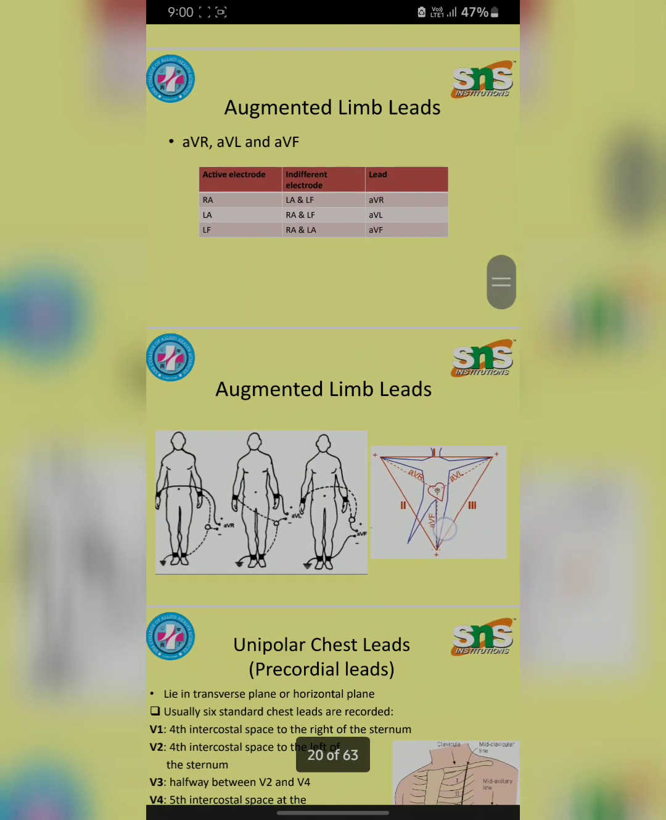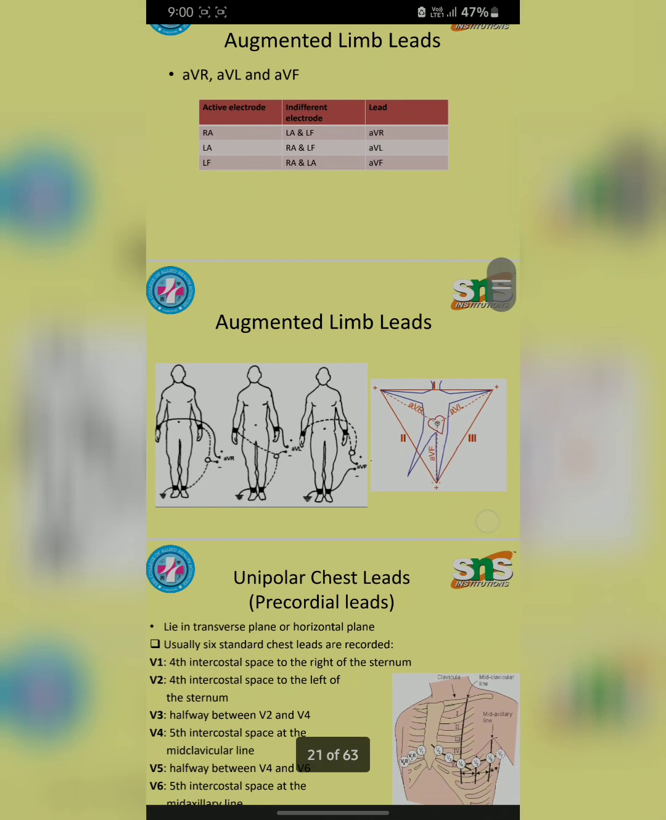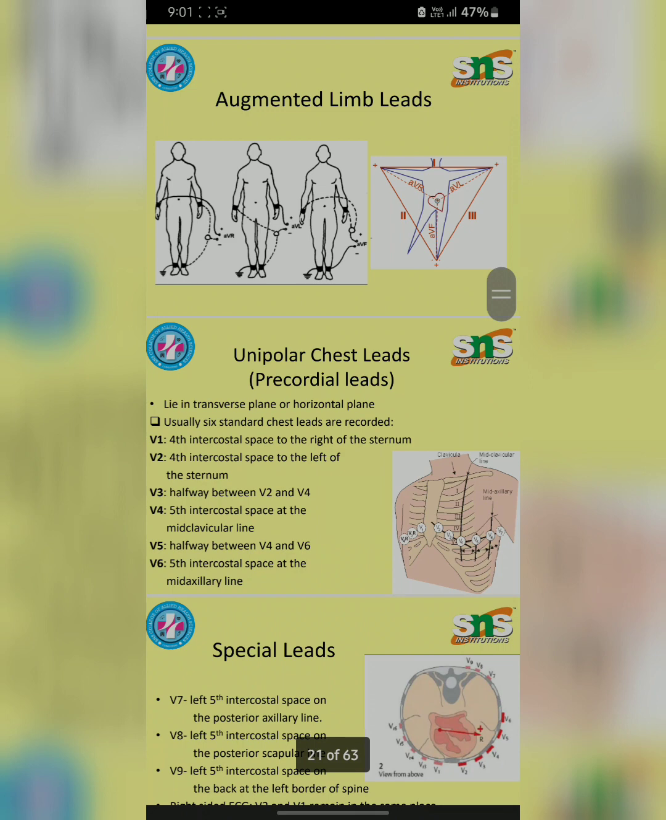Unipolar chest leads are known as precordial leads and lie in the transverse plane or horizontal plane. Usually 6 standard chest leads are recorded. V1, fourth intercostal space at the right of the sternum. V2, fourth intercostal space to the left of the sternum. V3, halfway between V2 and V4. V4, fifth intercostal space at the mid clavicular line. V5, halfway between V4 and V6. V6, fifth intercostal space in mid axillary line.